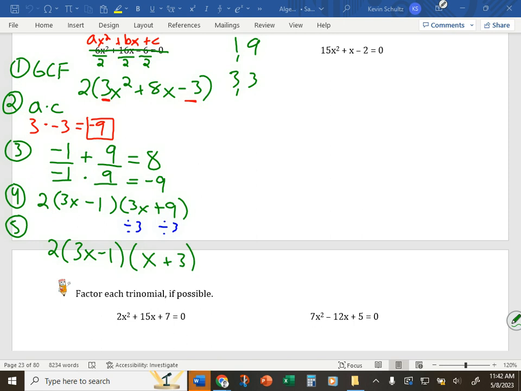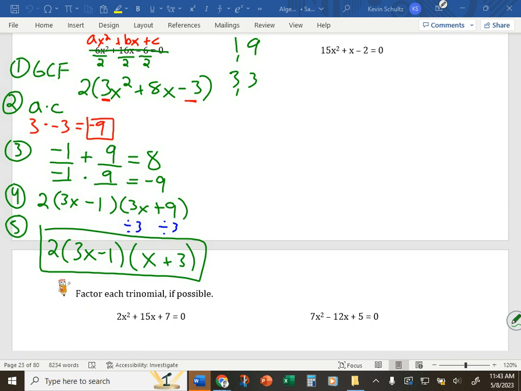And now if you FOIL this, you'll find that 3x times x is 3x squared. This gives us 9x. This is -1x, and 9 minus 1 is +8. And -1 times 3, -3. You distribute the 2 back in there, and you'll get what you originally had. But this is as far as you need to go there. Whew! That's a lot.